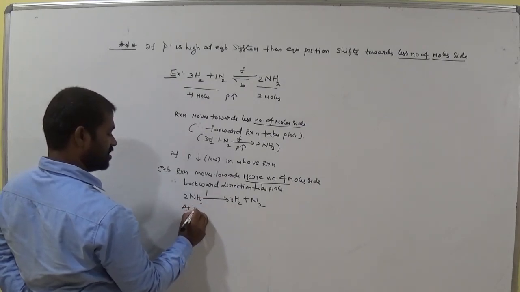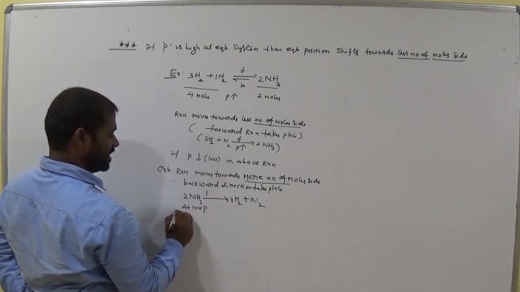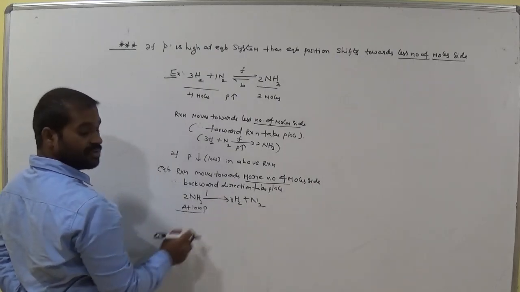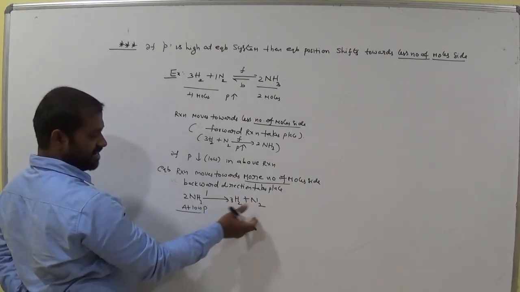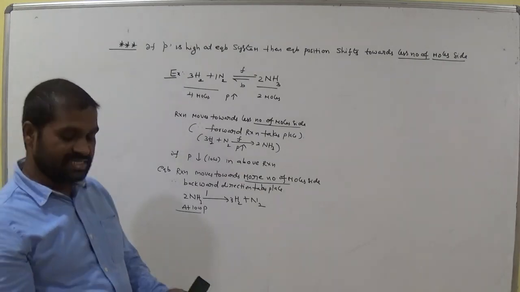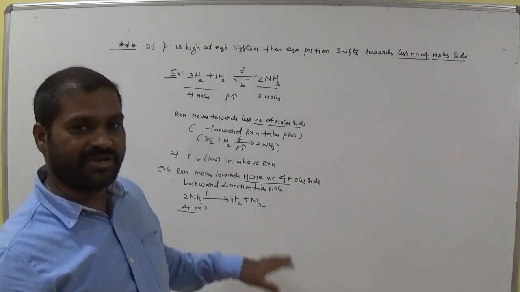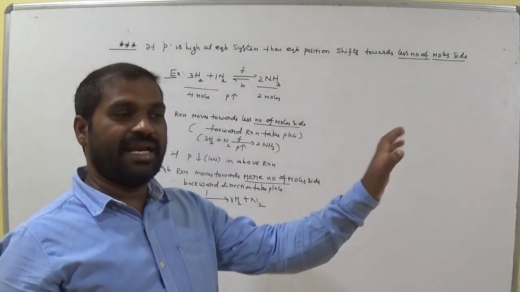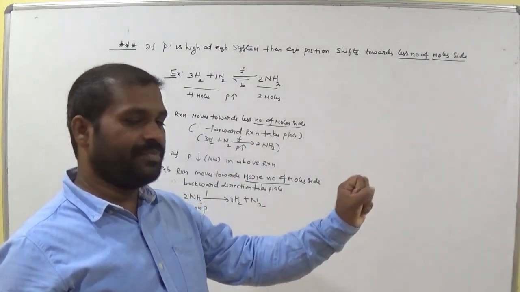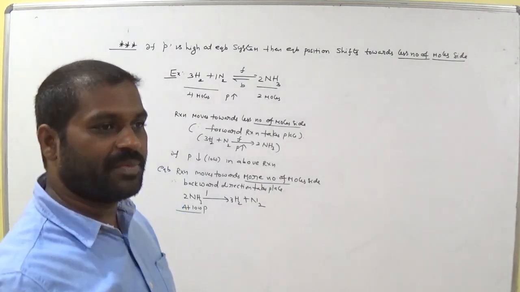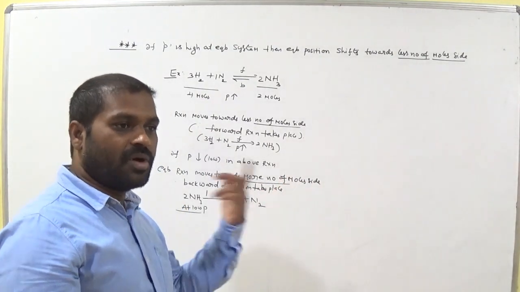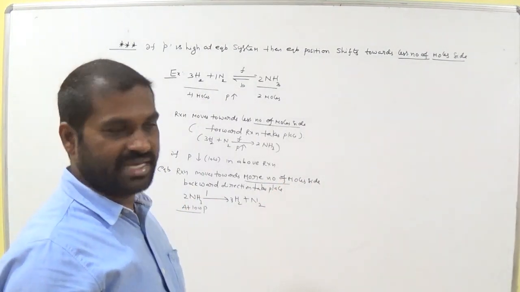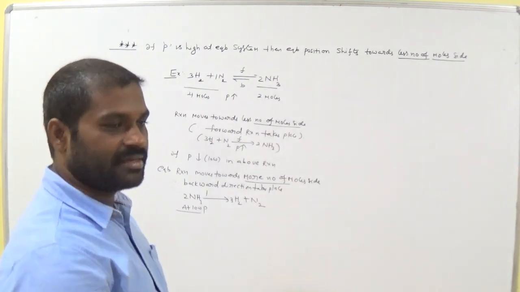At low pressure, the reaction moves to more number of mole side. Is it clear? Simply, at equilibrium, if pressure is high, then the equilibrium position shifts towards less number of moles side. If pressure is low, then the equilibrium position shifts towards more number of mole side. Is it clear in both expressions?